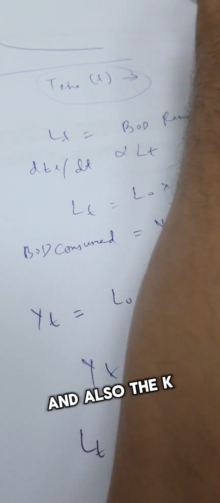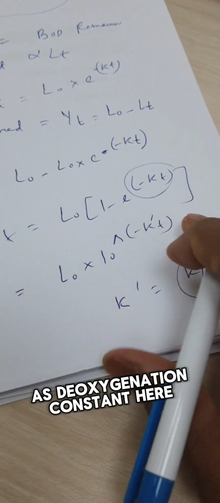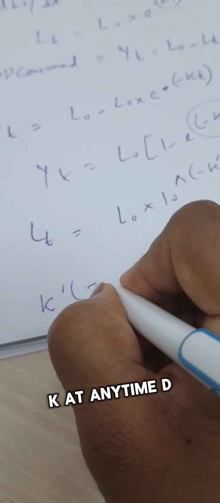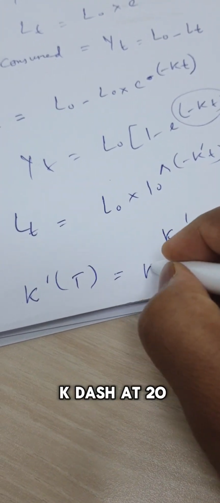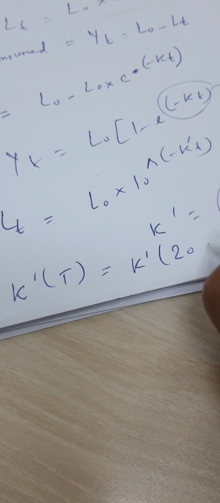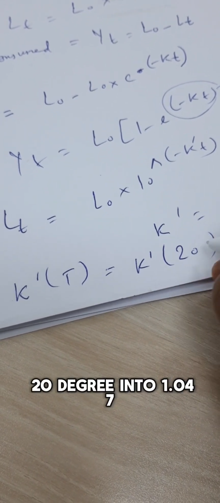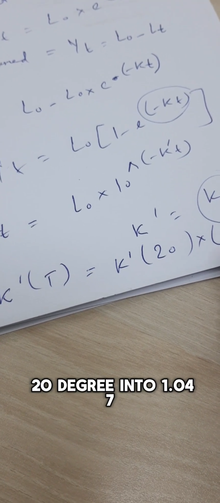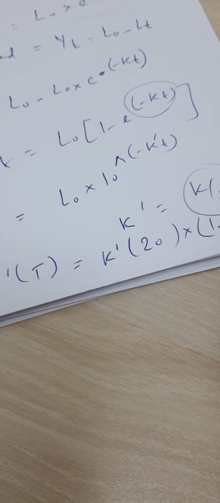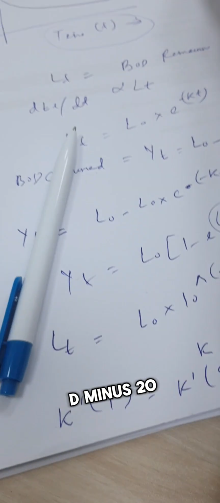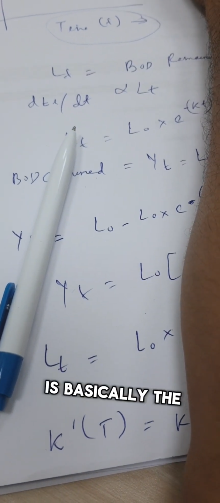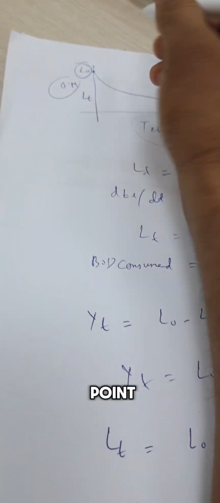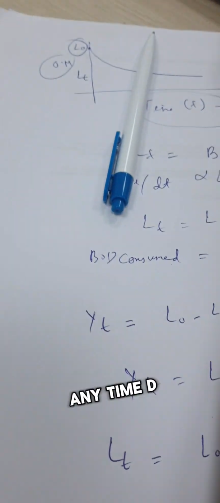And the K factor, which is also known as the deoxygenation constant, at any temperature T would be equal to K at 20 degrees, into 1.047 to the power T minus 20. And here L naught is basically the ultimate BOD, or you can also say this is the maximum point, and this is the BOD at any time t.